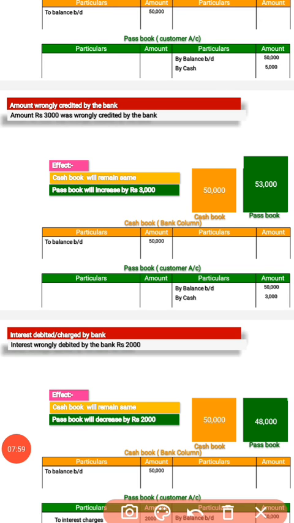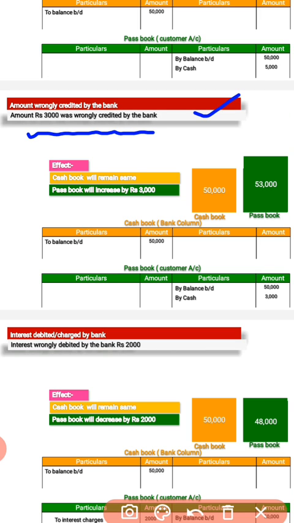Next is amount wrongly credited by bank. Now what is the credit side of bank? Credit side of bank is plus side, increase side. So amount of rupees 3,000 was wrongly credited by bank, means bank has wrongly credited 3,000 in our bank account.